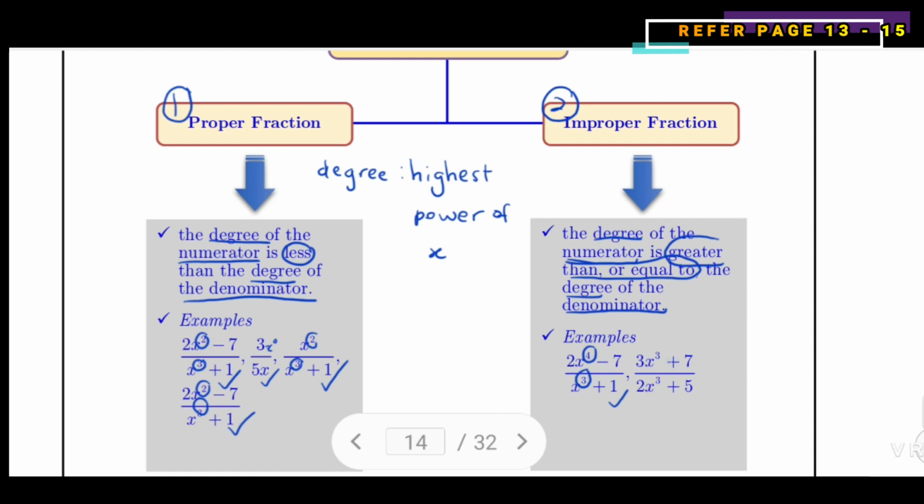In the second example, we have 3x cubed plus 7, so the degree is 3, over 2x cubed plus 5, so the degree is also 3. If you can see here, the degree in the numerator is equal to the degree in the denominator. So this is also an improper fraction.